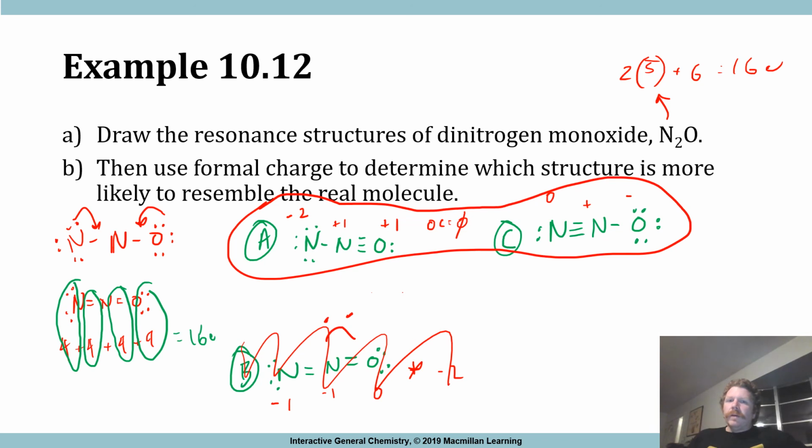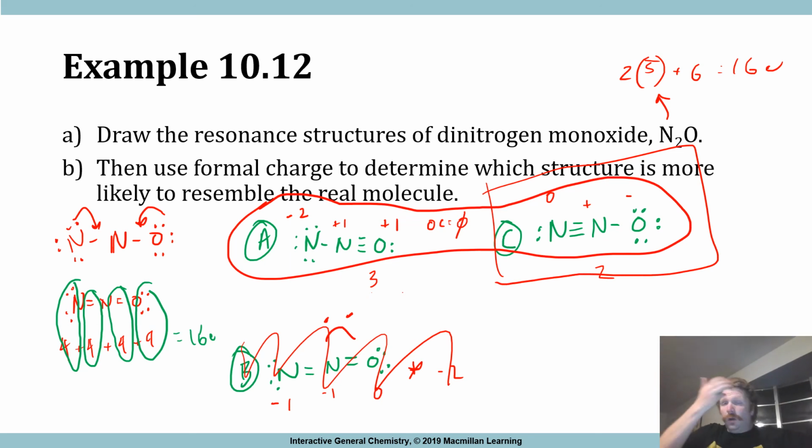Now, which one of them is better? Well, we want the fewest number of charges. Model A gives us 3 charges. Model C gives us 2 charges. So Model C is the better model and the better representation for the structure of dinitrogen monoxide. There are individual charges, but those charges cancel one another out and give you that overall charge for the molecule.